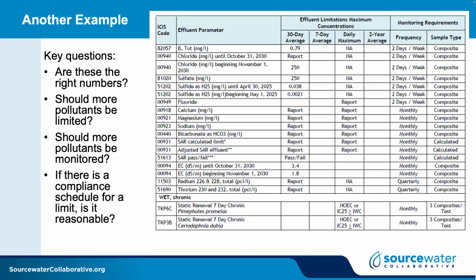So you're looking at these charts. What do you ask yourself? Lots of numbers. Big questions. Are these numbers right? And then bigger, are these the right pollutants? You know the pollutants that you're worried about. Let's say you're worried about bromide. Is there a limit for bromide? Is there a monitoring requirement for bromide? If there is a limit for bromide, but there's a compliance schedule, is that compliance schedule reasonable? Is giving the facility 4 years to find an engineer and make a plan reasonable? Or could they do that in a shorter amount of time? Next slide, please.